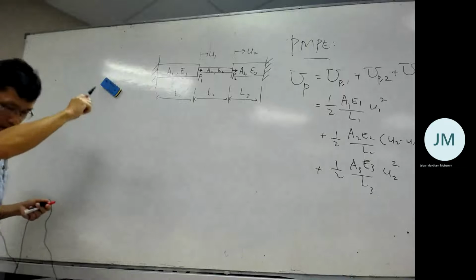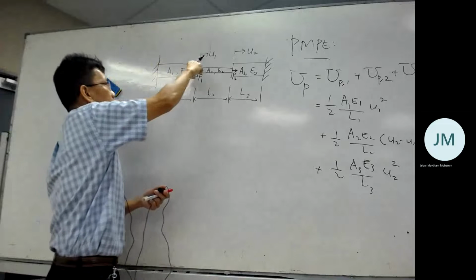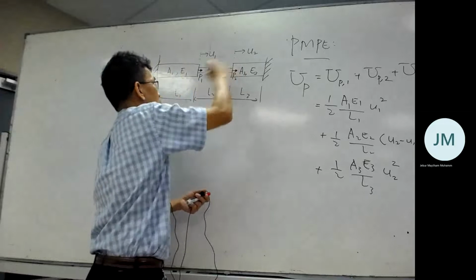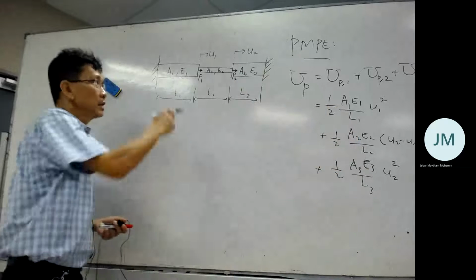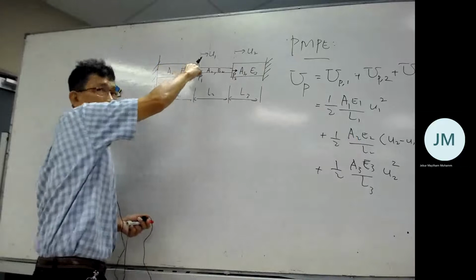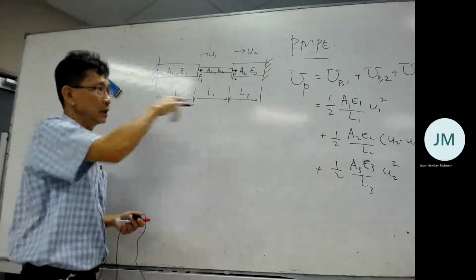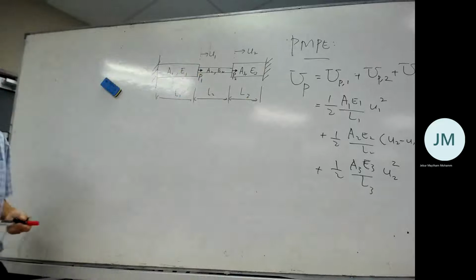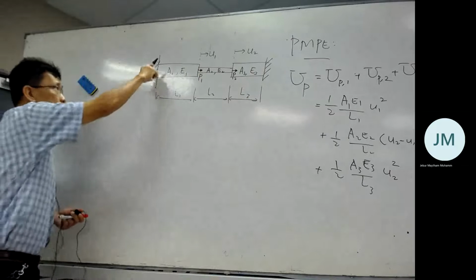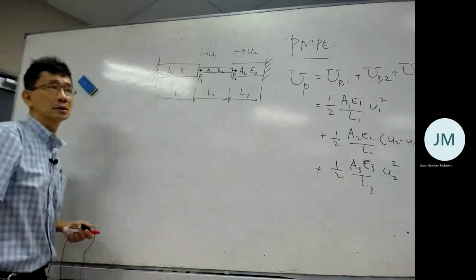Yeah. The cross section is the same all the way, so this divides into 3 parts. For each part, the strain energy is like this. If the bar does not have the same cross-sectional area, then it's not like that. You have to do integration if the bar does not have the same cross-sections.